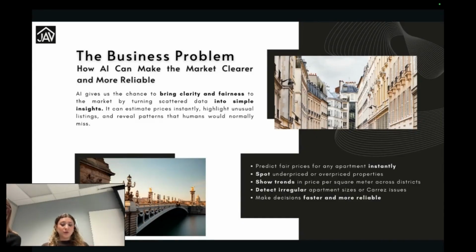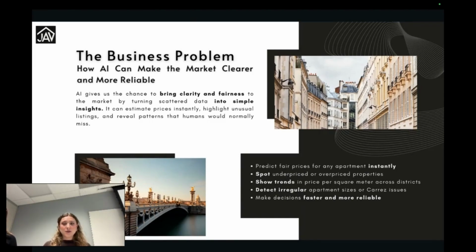So it can reveal patterns that you maybe as a human cannot really see. So we're talking about predicting fair prices for any apartment instantly. By using AI, you can spot overpriced listings or spot mistakes. The AI can also show you trends, maybe about the future, and it can detect irregular things. And with all of this, you can at the end make faster and more reliable decisions.